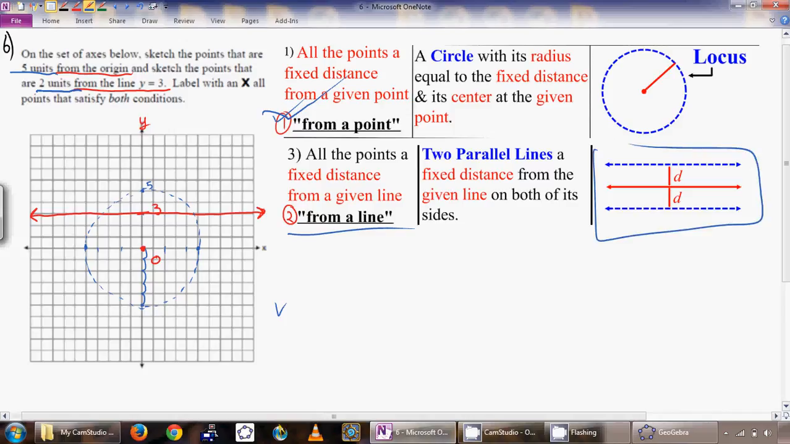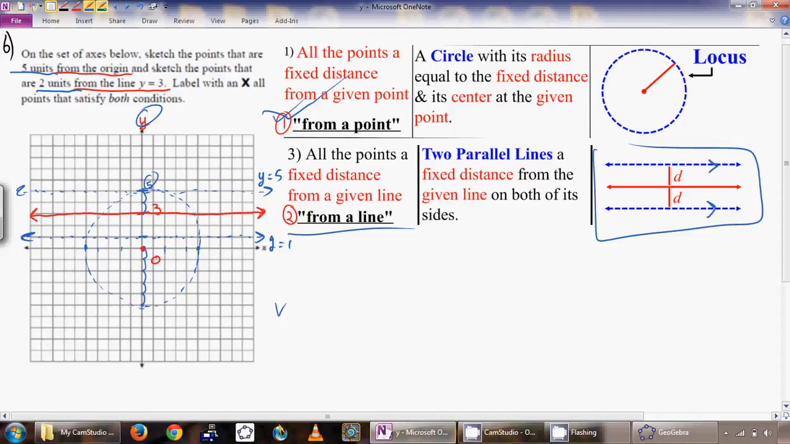And my locus will be 2 parallel lines. So I got to go 1, 2 above, right? Right there, and 2 below, right here. So let me draw in that locus. Right, there's a line, and then up here. Okay, and there's my other line. And those lines are y equals 5, because it passes through the y-axis at 5, and y equals 1, respectively.